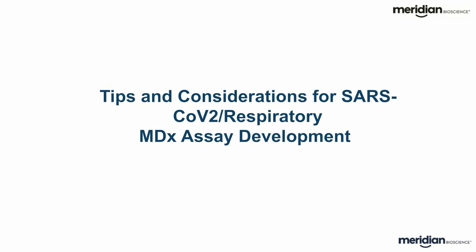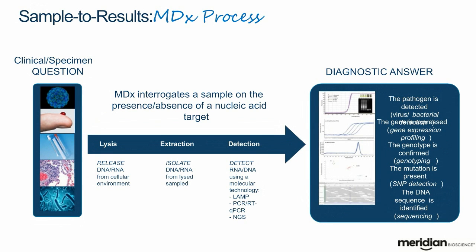We are now going to go into the tips and considerations, but let's first consider the process. Firstly, you set up your clinical question. For example, does this person have COVID? Or is this tissue cancerous, etc. You then take your clinical sample, release the nucleic acids from the cellular environment, and then isolate and purify it, and then go through a detection system to answer the question.